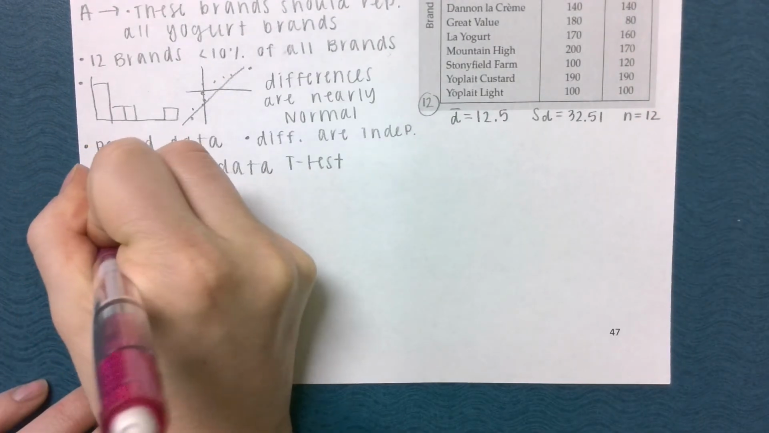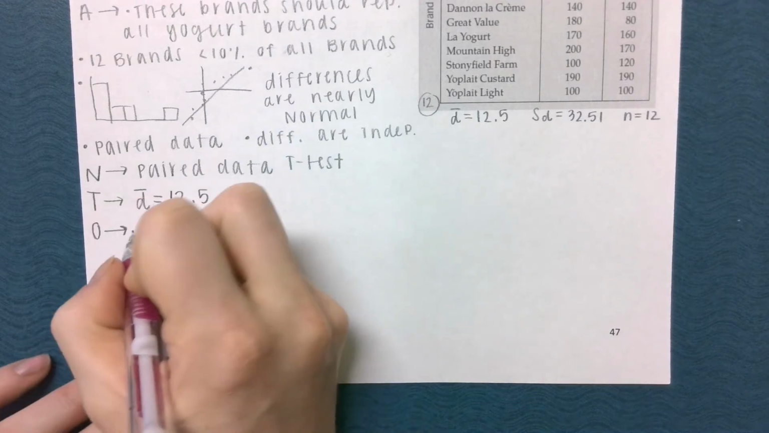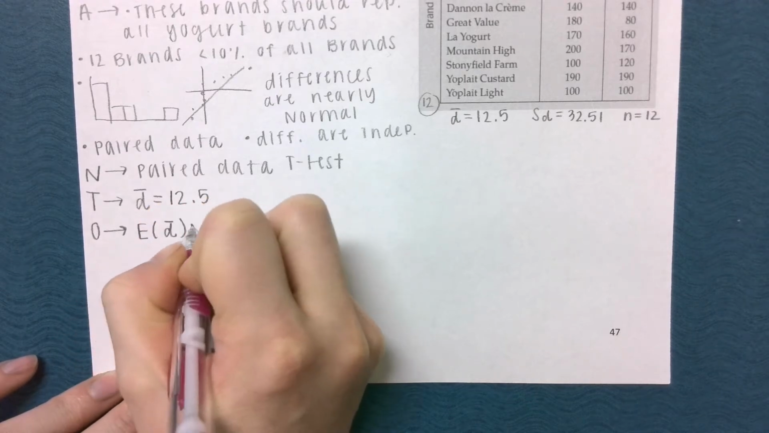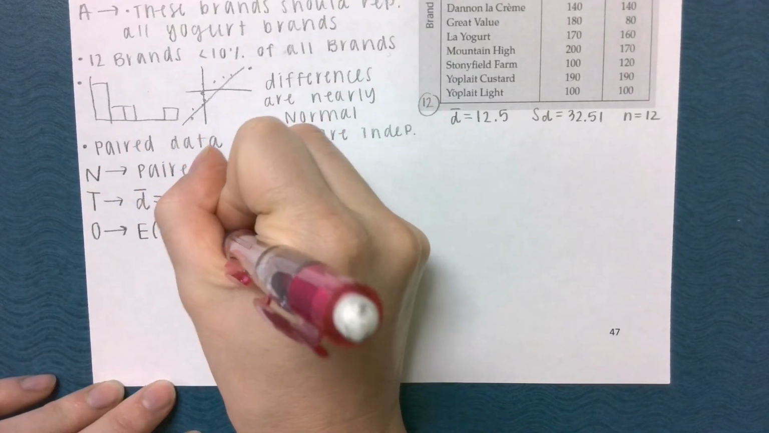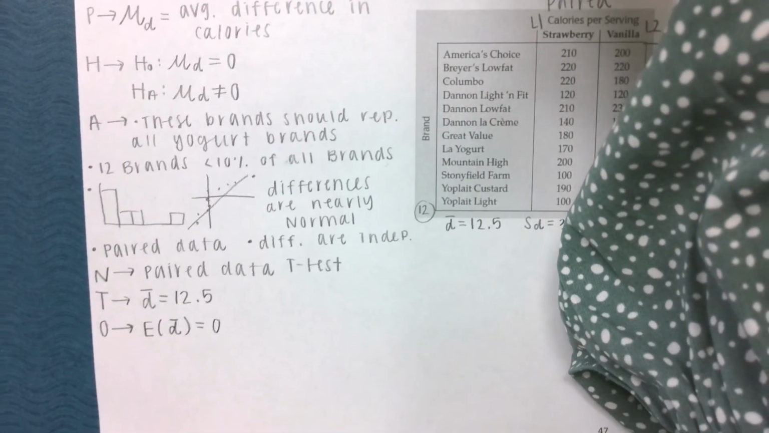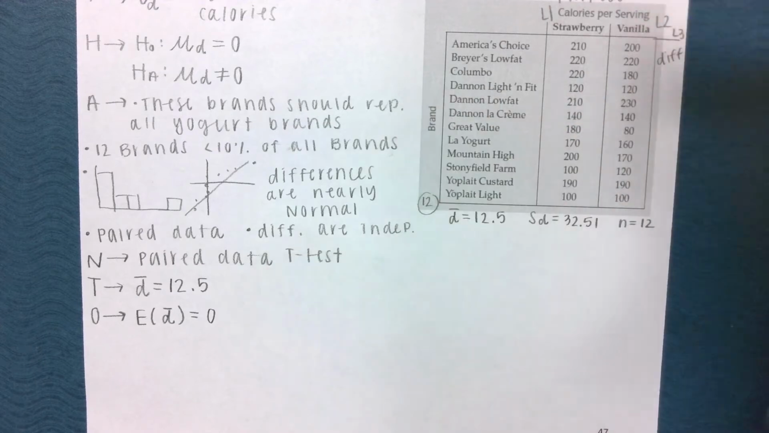Okay, O is obtaining that p-value. Again, I need a mean and a standard deviation. So the first thing I'm going to do is find what we expected to happen in that sample. Well, in the very beginning, we said that we expected the two groups to be the same. I didn't expect strawberry to be any different than vanilla, so this expected value should be 0. Again, that should match your null hypothesis. You can always go back and check. I have 0 for my expected value.